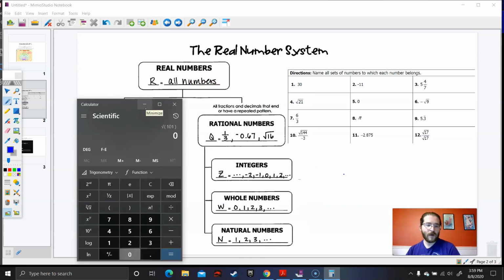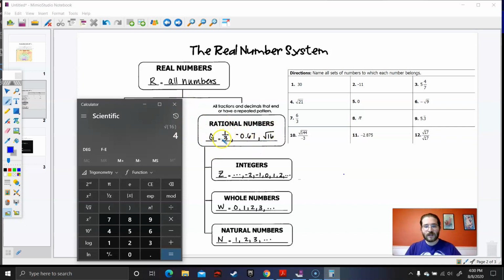If we look into our calculator, remember a fraction is basically a division problem. If we take 1 divided by 3, see how that repeats? So that's going to be a rational number. This one is what's called a terminating decimal. It ends, so we know that's rational. And if we take the square root of 16 and simplify, we get 4. That's a number that ends, so we know that's rational.